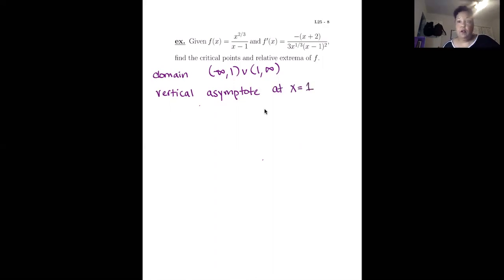Now I want to find my critical numbers. I'm going to set my derivative equal to 0, and they give us the derivative, negative x plus 2 over 3x to the 1/3 times x minus 1. Now let's notice that the derivative is undefined at 0 and at 1, right? 1 is not a critical number because it's not in the domain, but x equals 0 is a critical number because it's undefined.